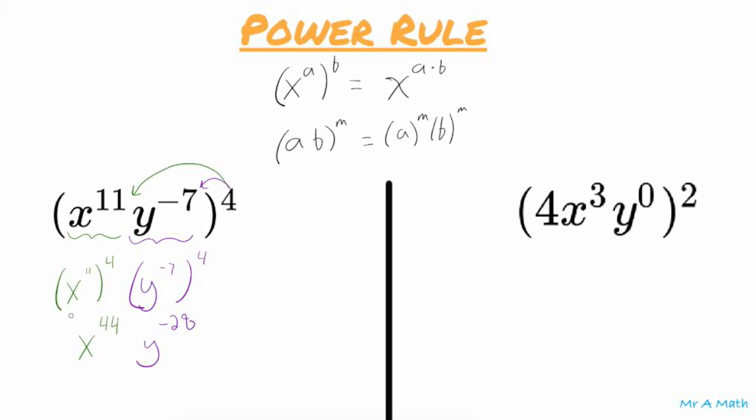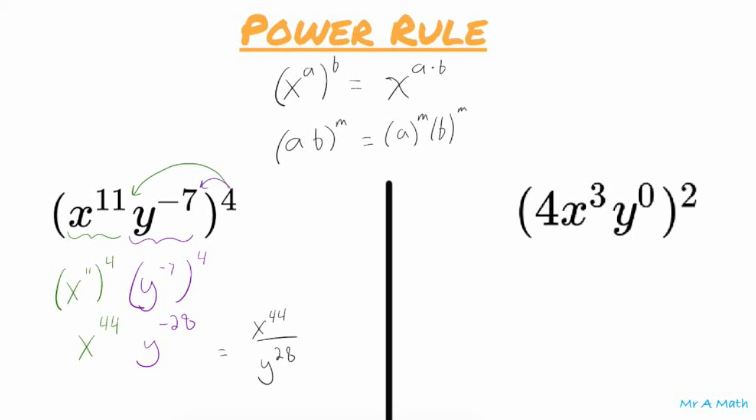So you could circle your answer here, but if you happen to have some sort of a direction to use only positive exponents, you also could write your answer as x to the 44 over y to the 28, because a negative exponent is just telling me to write it on the other side of the fraction as a positive exponent. So either one of these will work as answers depending on your directions.